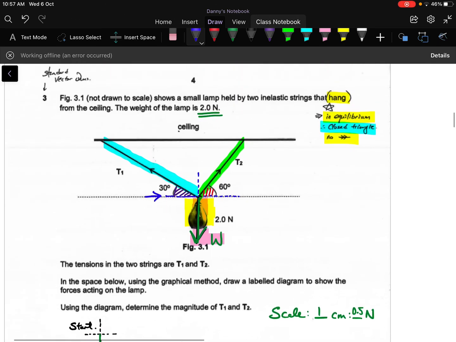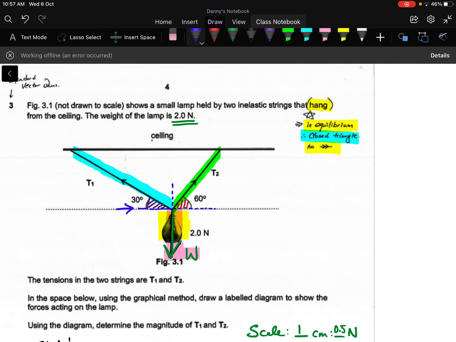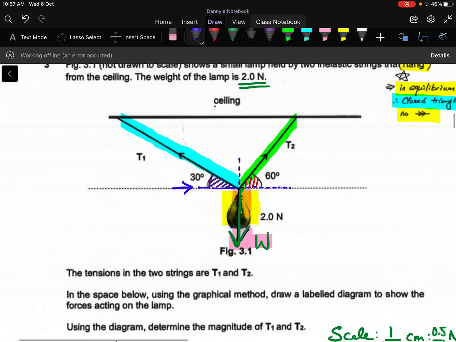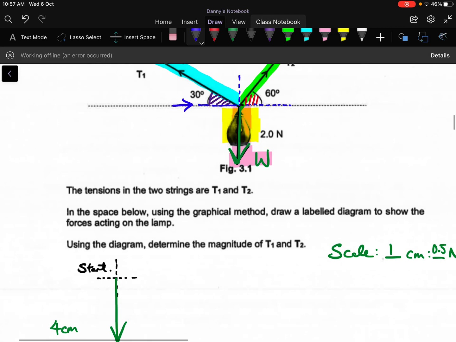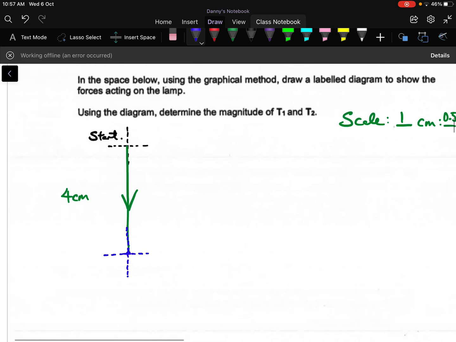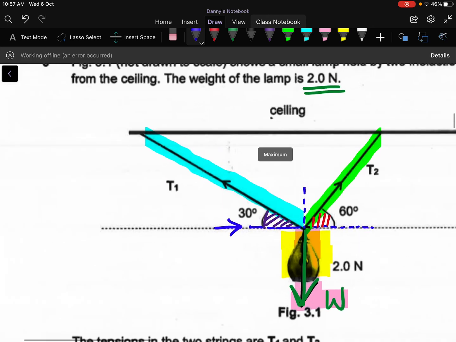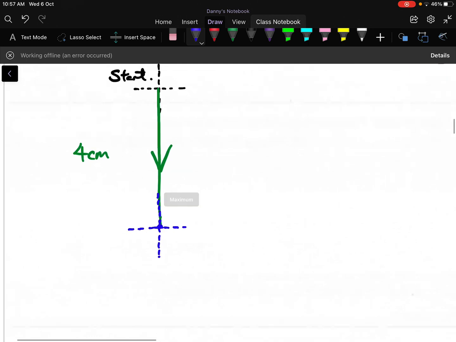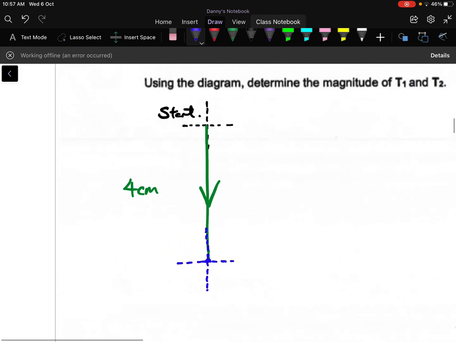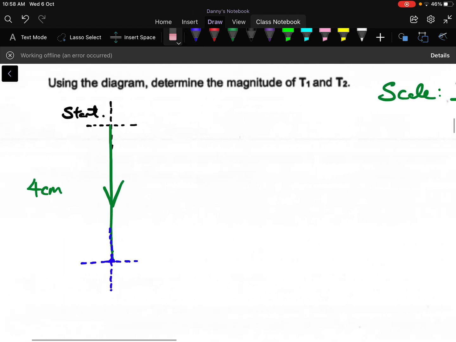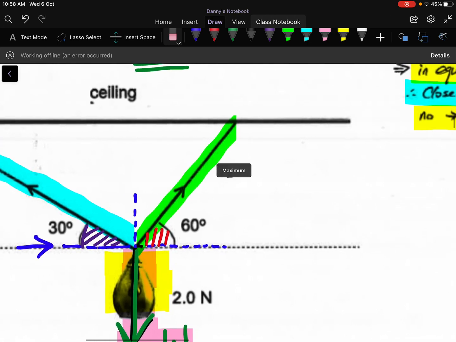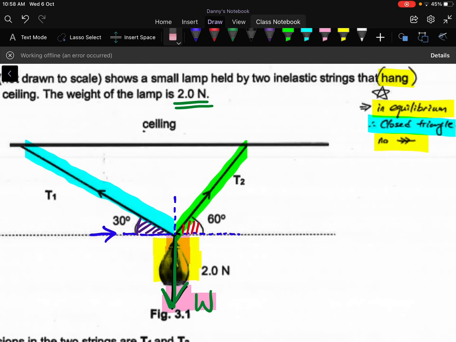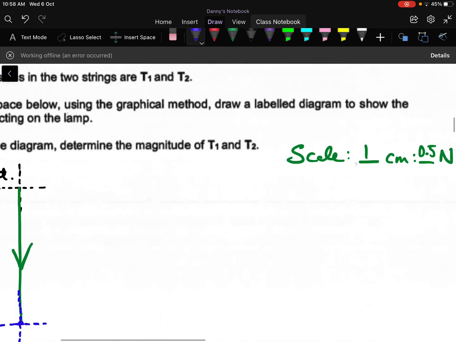For the next vector, I can draw either T1 or T2. Maybe I will just follow the sequence and draw T1 first. But then I realize that T1 goes to the northwest, and if I draw T1 first towards the northwest, I would find that there is not enough space. Because of that, I will draw T2 first, because T2 goes to the northeast. It is going northeast at 60 degrees to the horizontal.